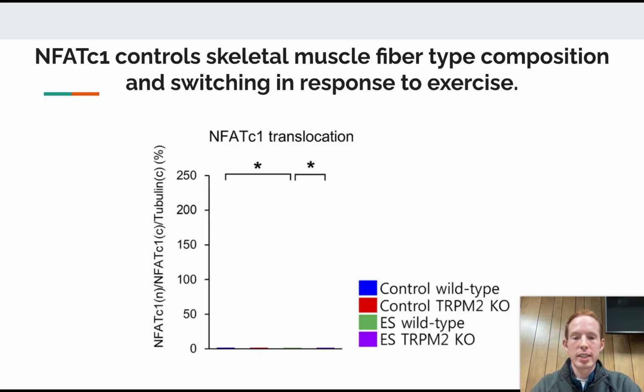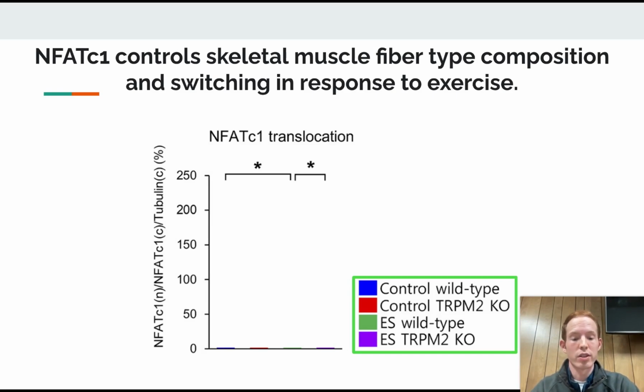Now, looking at our next thing, TRPM2 lets in calcium, which activates the translocation of NFAT-C1. So if TRPM2 is knocked out, then we really shouldn't see any translocation of NFAT-C1, which plays a part in muscle fiber switching. This graph is looking at that NFAT-C1 translocation and how much of it translocated, how much of it didn't. So looking at our key, blues are control wild type, reds are control knockout, green is our electrically stimulated wild type, and purple is our electrically stimulated knockout.